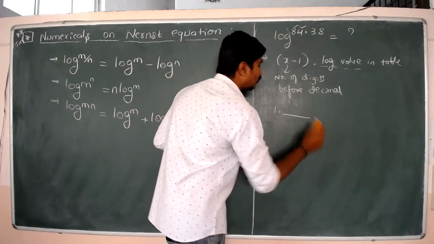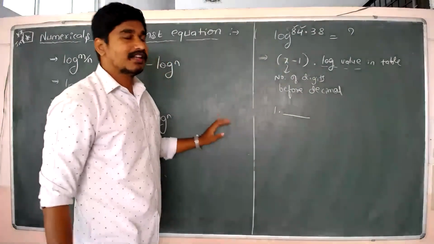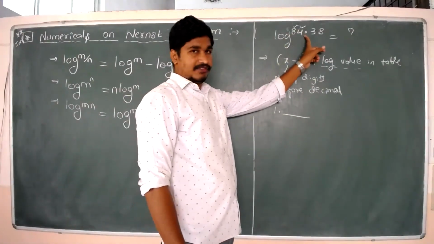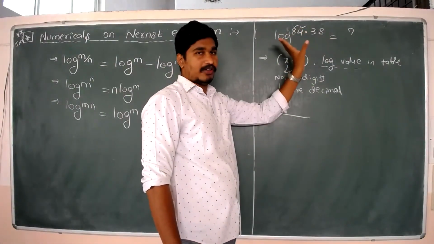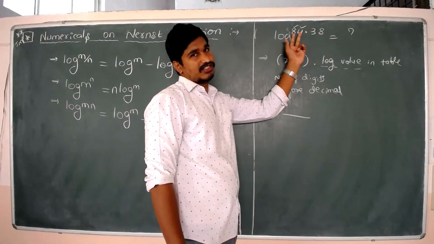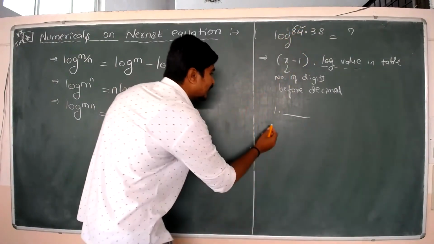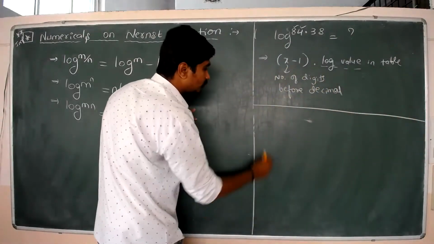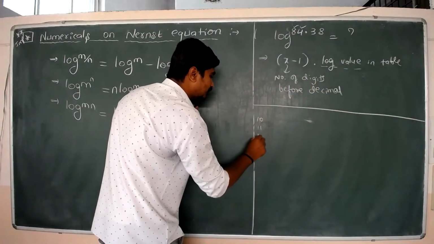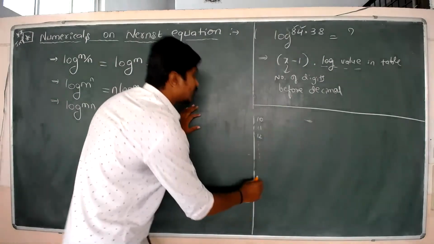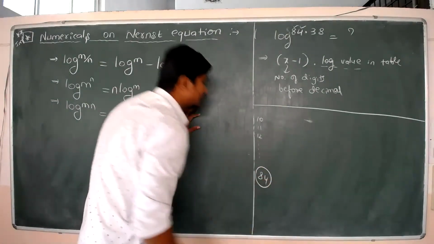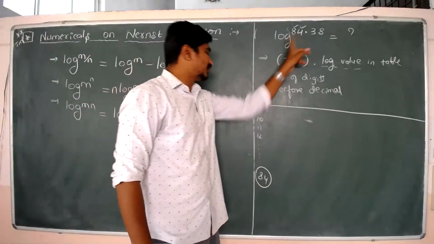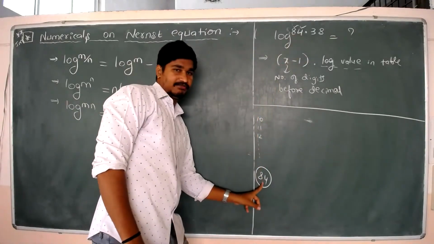Here you have to write the log value. How do we find the log value? Here 84 is the first, wherever the decimal point may be. You should take the first two digits. Here in the log book, for example, just imagine this is the log book. Values are given as 10, 11, 12, 13, 14, 15. Here is 84. First two digits, you have to search here. Here it is 84.